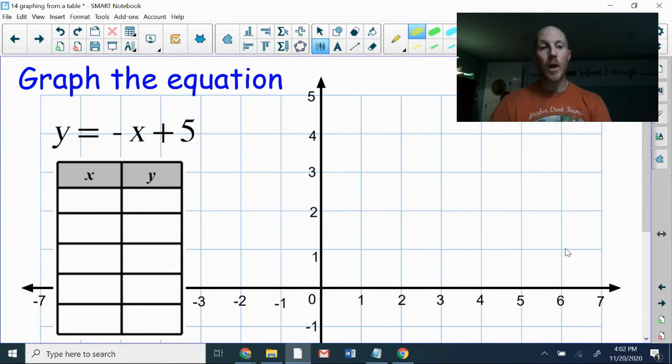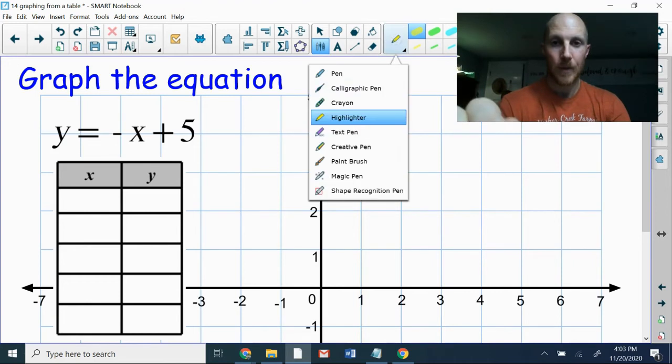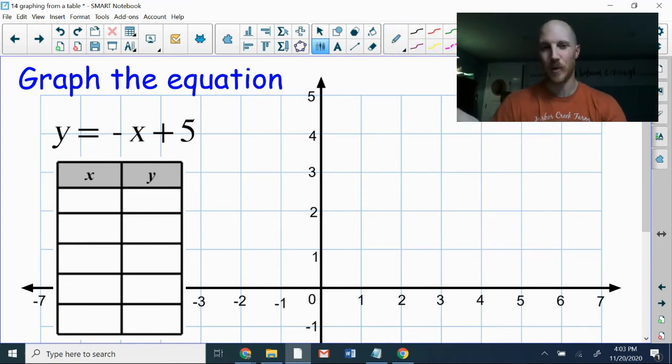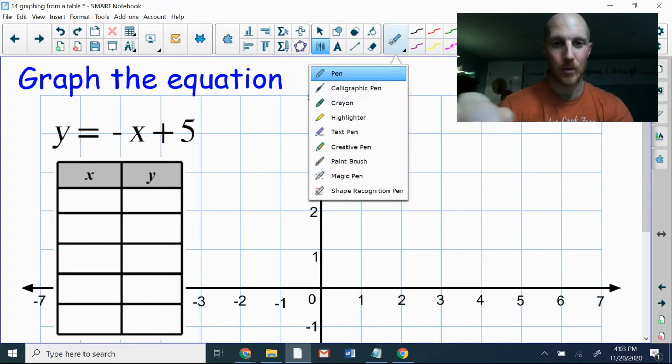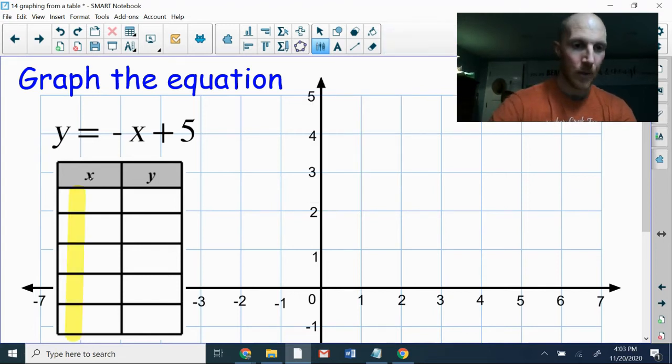Okay, different example. What if we're given an equation and a completely blank table, and we're to graph the equation by completing the table first and then use the table to create the graph. So if you're going to pick your own points, you only get to pick half of the points. You can choose anything you want in the X column.